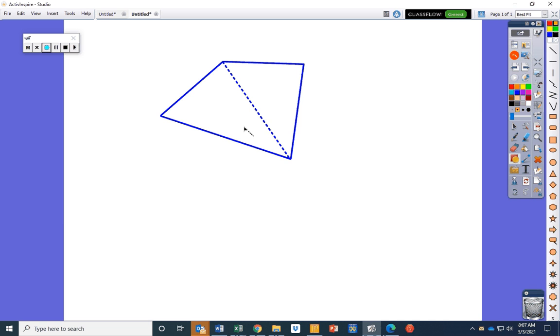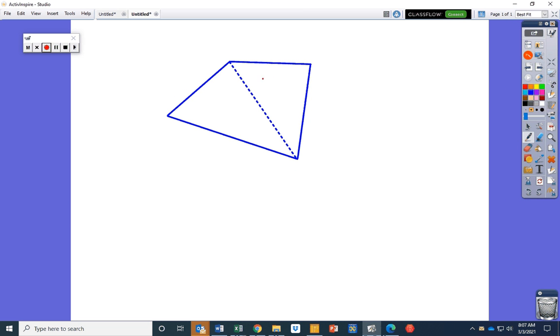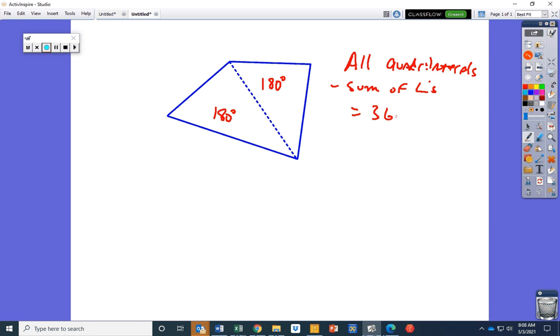And what did we already determine? What are the measures of a triangle equal? So basically I have two triangles here that equal 180, so what do these together equal? 360. So all quadrilaterals, it doesn't matter which classification of quadrilateral you have, all of them, write that down. Sum of the angles equals 360.